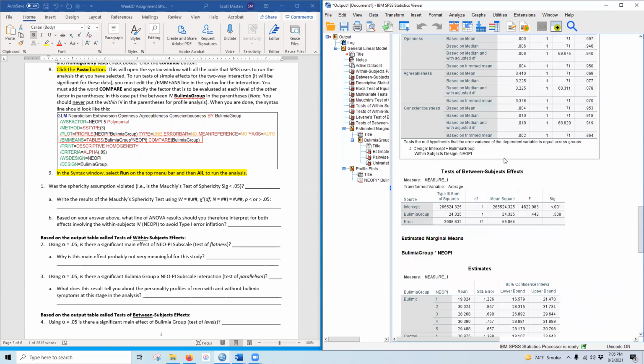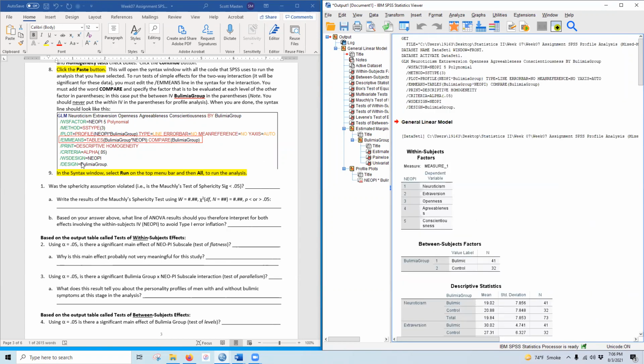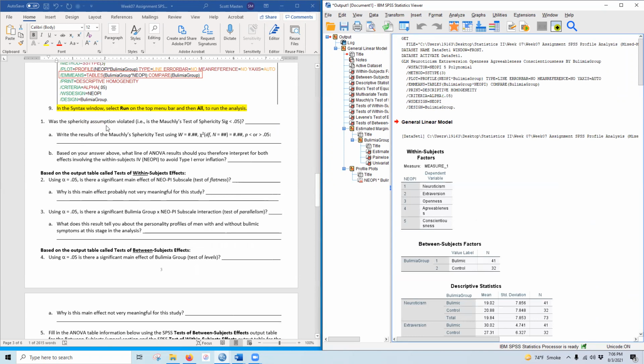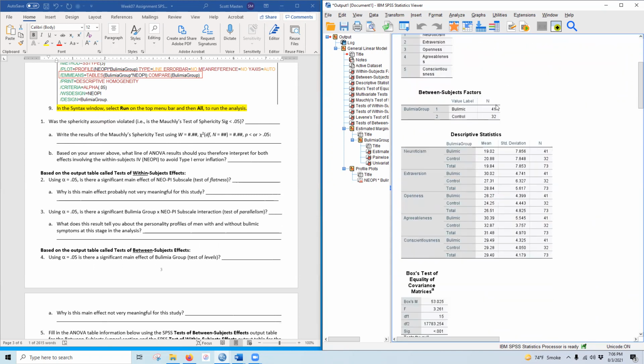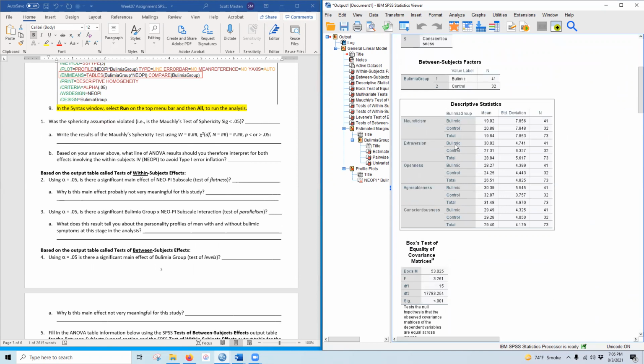There's all sorts of stuff in here. Let's start out with, was the sphericity assumption violated? That is, was Mauchly's test of sphericity sig less than 0.05? Let's scoot down and look at what we got. We didn't have equal sample sizes. First of all, note the 41 and 32. These are the means that are compared in the interaction. We talked about those in lecture.